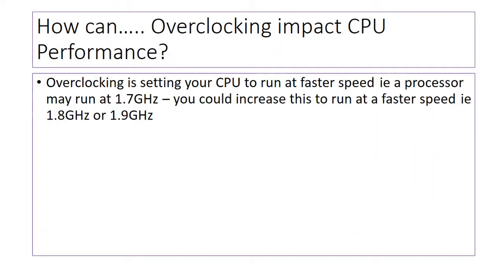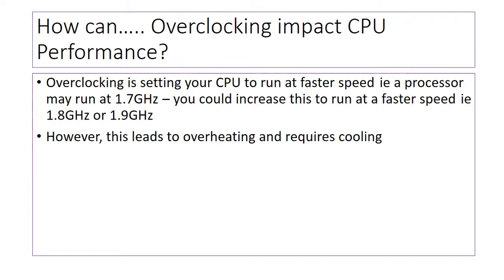Overclocking is setting your CPU to run faster. So for example, if you've got a processor that runs at 1.7 GHz, it doesn't matter if it's single core, dual core or quad core, you can increase this to run at a faster speed. However, that leads to overheating and requires cooling. Overclocking is good because it can make your PC run faster, as it can increase the CPU speed, but because of that there's more heat generated, and if you've not got a way to dissipate that heat, your PC could go kaboom.